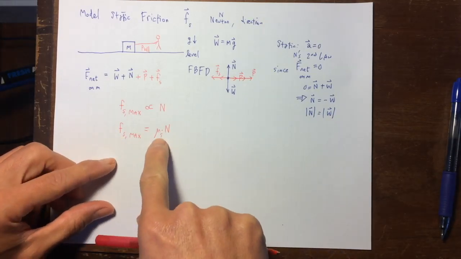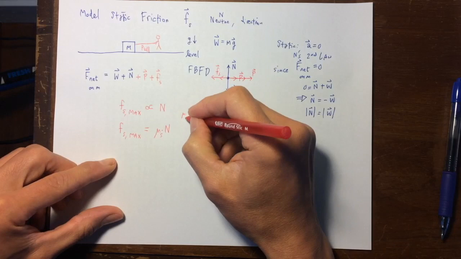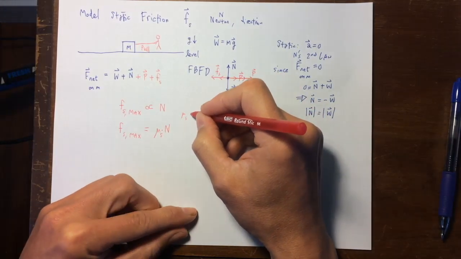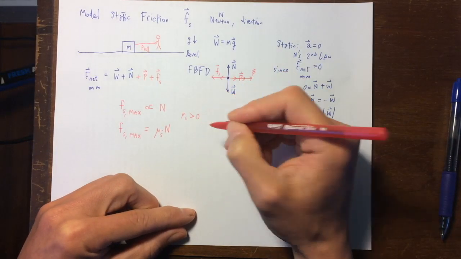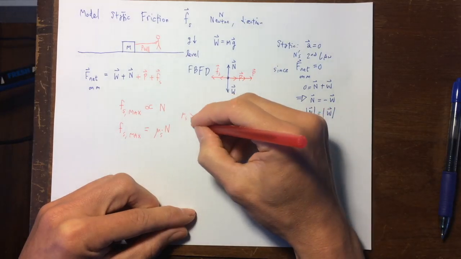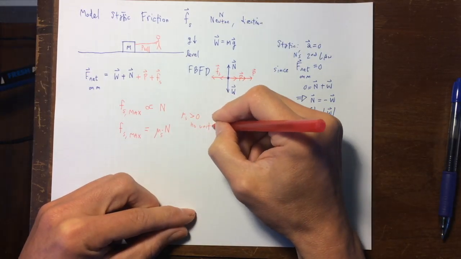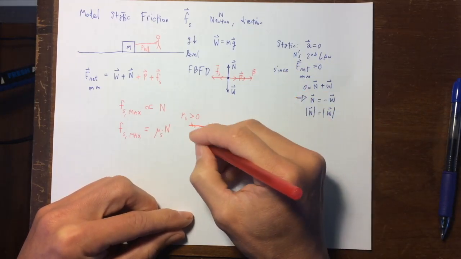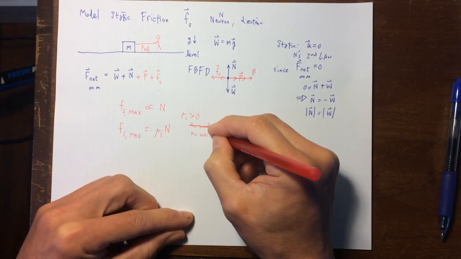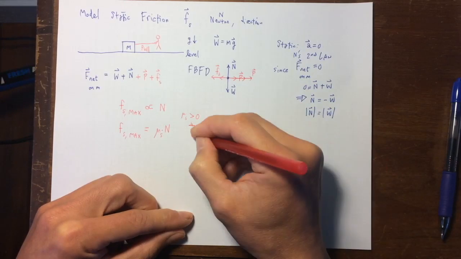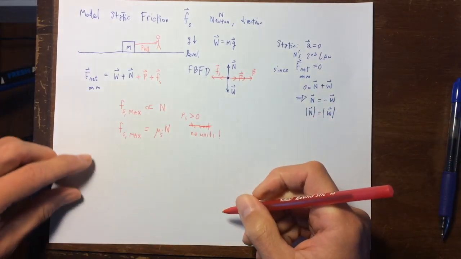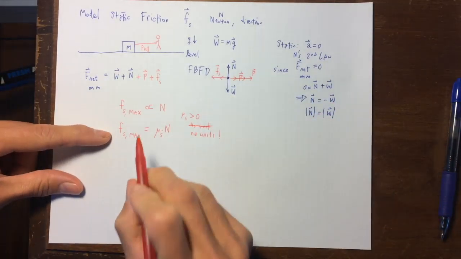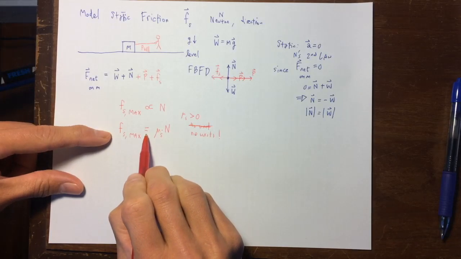Mu sub s is just a number. Mu sub s is a number that's bigger than 0, and it has no units. Oh, that's not true. Mu sub s, no, that is true. No units. Okay, so you notice there's this equal sign.